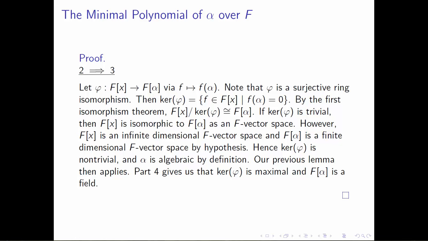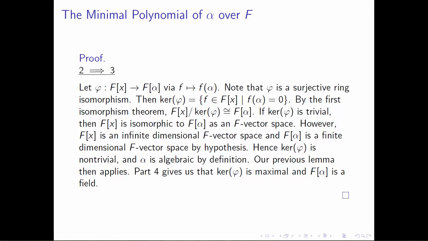What this means is that the kernel of phi can't possibly be trivial, and so it must be non-trivial, which means, if you look at the definition of the kernel of phi, that there exists some polynomial in F adjoined x which evaluates to 0 when we plug in alpha. By definition, that means that the kernel is a non-trivial ideal, and by our previous lemma, that tells us that alpha is algebraic by definition.